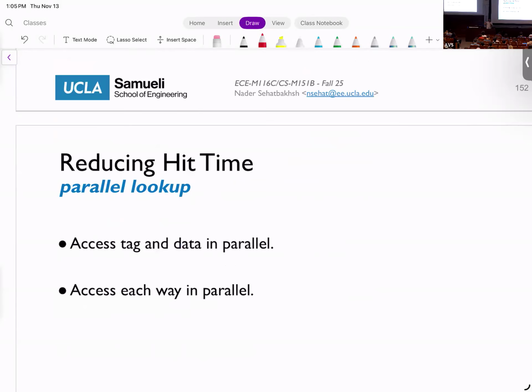Parallel lookup is another thing. We already talked about that as well, that we search data and tag in parallel. We don't wait for the tag first and data next. Doing this in parallel allows you to reduce the hit time. You can also access ways in parallel as well. That's also what we do. So we don't do one way at a time. We search all the ways at the same time. This will also reduce my hit time, right? So this parallelization helps us to reduce the hit time.